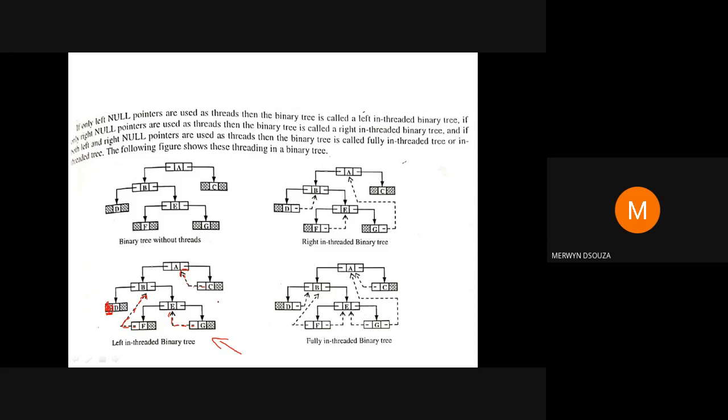Okay. And the second question that I wanted you to draw is a right in-threaded binary tree. So for a right in-threaded binary tree, only the right side of the nodes, the right pointers will be replaced by the address of the successor. Okay. C will not have a successor, so this will remain null. So you are going to have dashed arrow from only D, F, and G.